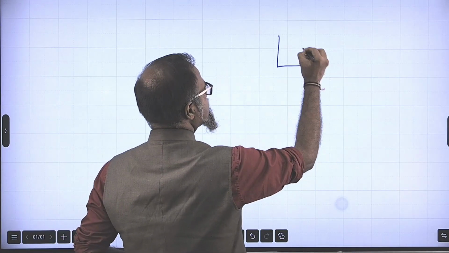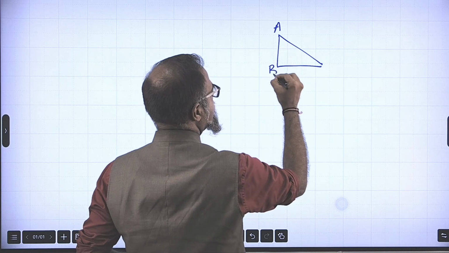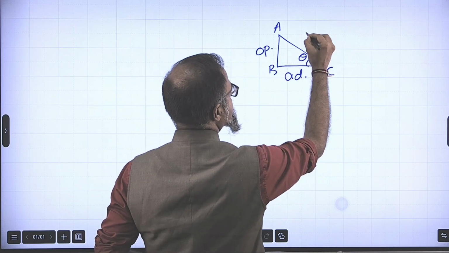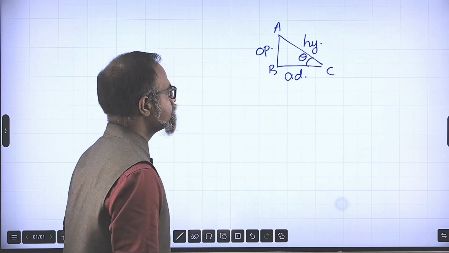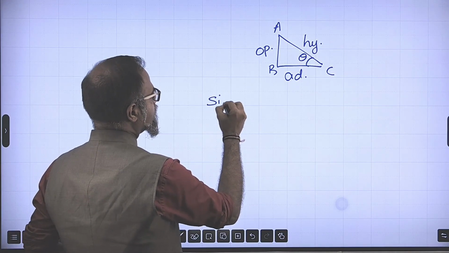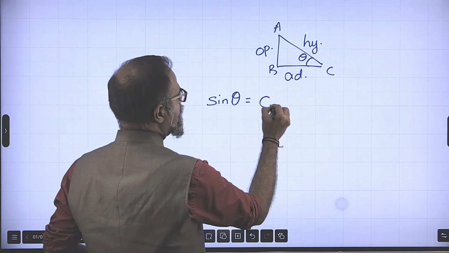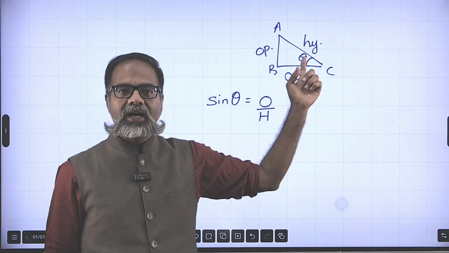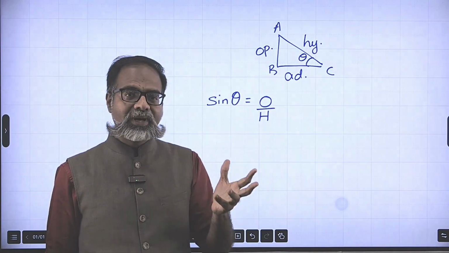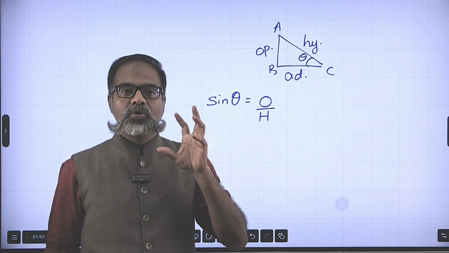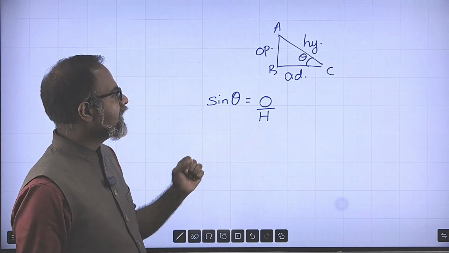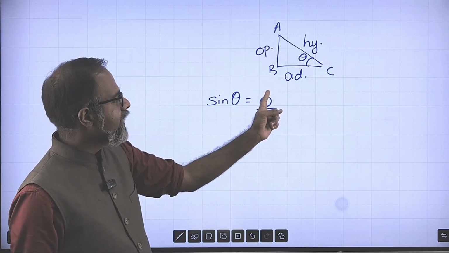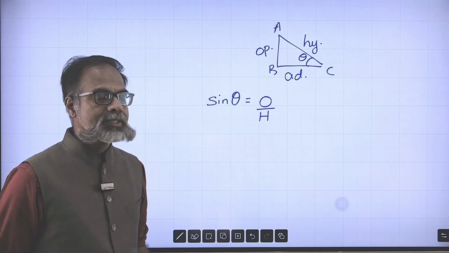So again, let us say my right angled triangle ABC, angle theta, this is my opposite side, this is my adjacent side, and this is my hypotenuse. Then sine of theta is the opposite side upon the hypotenuse. So if theta is the angle and theta will have a particular value, it could be in degrees, it could be in radians. So the value of sine of theta is nothing but the value of the ratio of the length of the opposite side to the length of the hypotenuse.